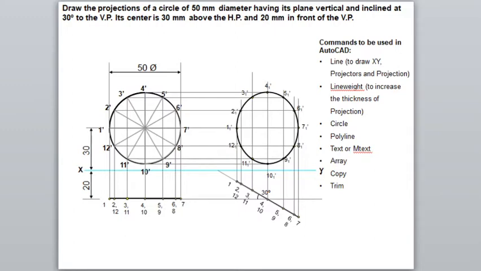Now for drawing this in AutoCAD, I'm going to use the line command, line weight command, circle, polyline or ellipse, text or multi-line text, array, copy, trim, and further dimensioning.